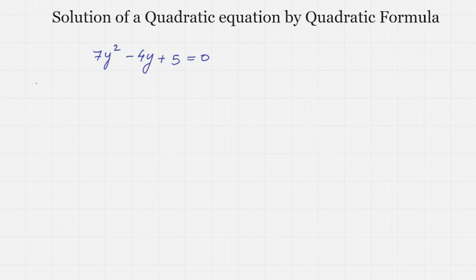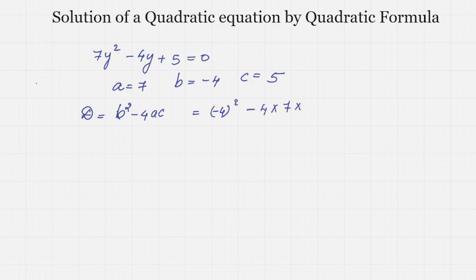Let's see the question. 7y square minus 4y plus 5 is equal to 0. So here we have a is equal to 7, that is the coefficient of y square. Here the variable is y, so we will take a as the coefficient of y square. Now b is equal to minus 4 and c is equal to 5. Now our discriminant d is equal to b square minus 4ac. So which is equal to b square, minus 4 the whole square, minus 4 into a, which is 7, and c is 5.